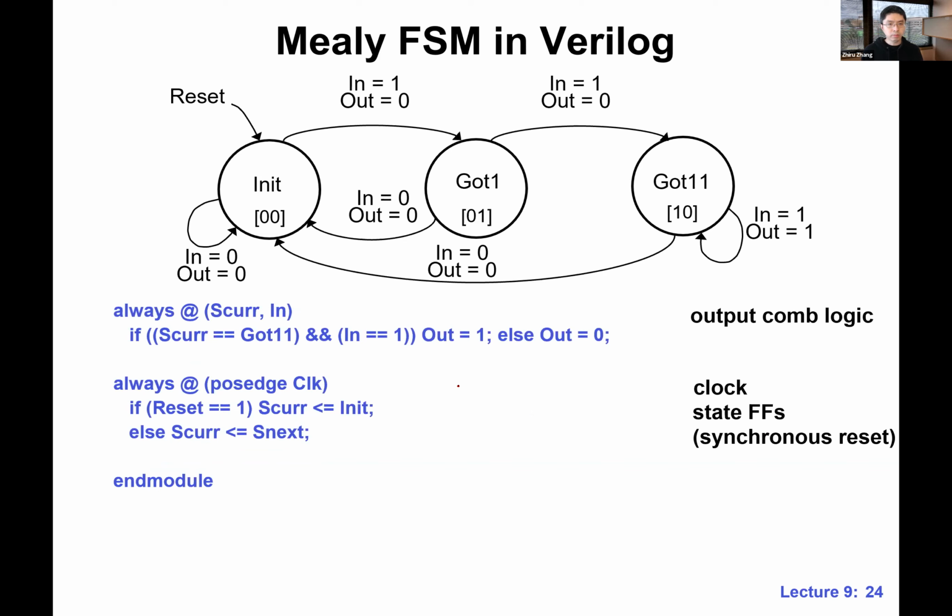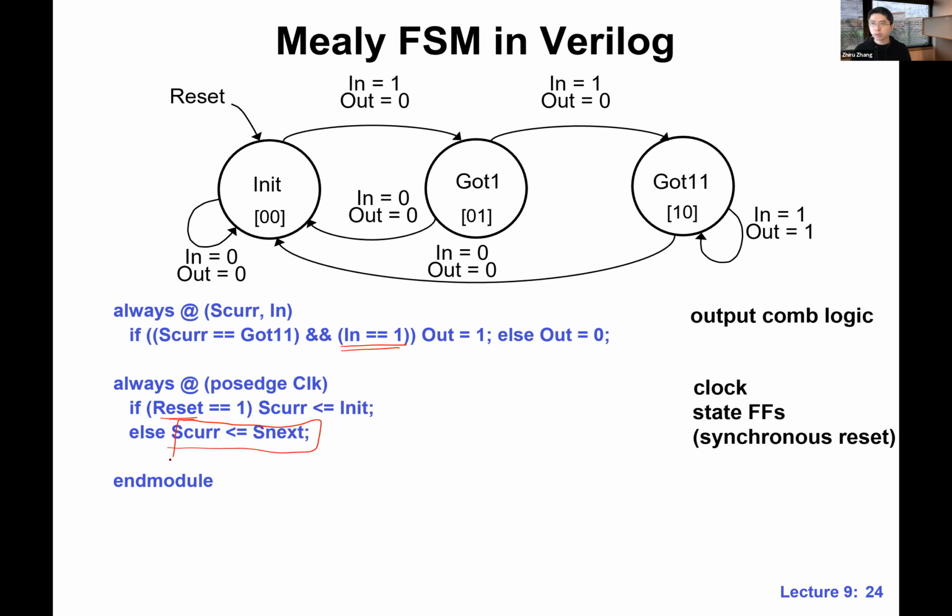And we have the output logic. For a Mealy machine, we do need to check the input in addition to the state. Again, we are doing synchronous reset here, and then we update the current state. Every clock cycle, we assign the next state to the current state. So that's how we update the state, that's how we advance the state machine.